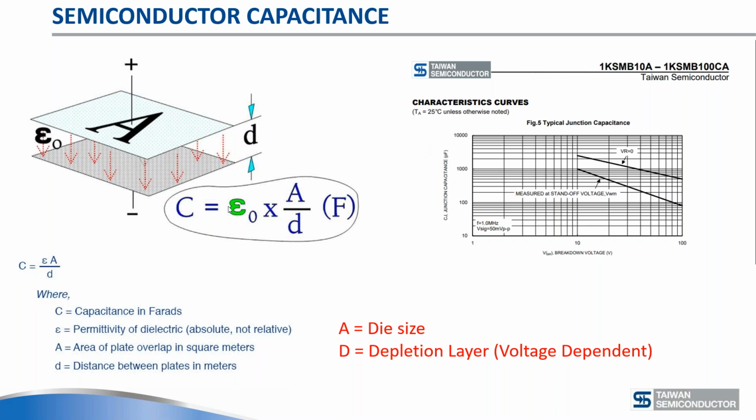Capacitance is defined as the permittivity times A over D. Think of two plates with a distance between them, which can be air as well. The permittivity of the dielectric is that. In a semiconductor or a TVS, the A is the die size, or to be really correct, the active area. That would be the most correct way of saying it. And the D is the depletion layer, which is voltage dependent.